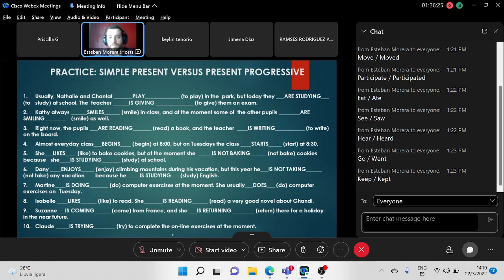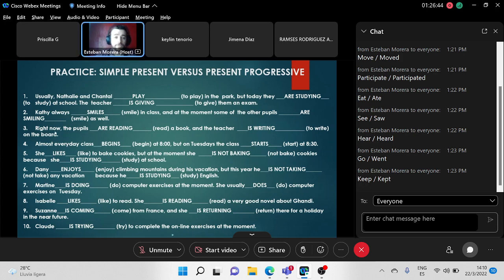Always smiles. She always smiles in class, but at the moment, right now, at the moment, some of the pupils or some of the students are smiling as well because it says at the moment, right at the moment. But right now, at this moment, some of the pupils or some of the students are smiling as well.